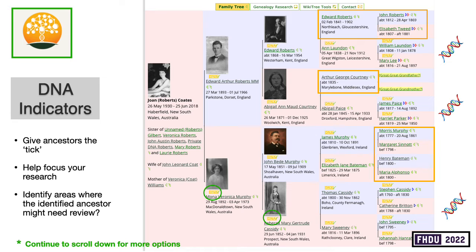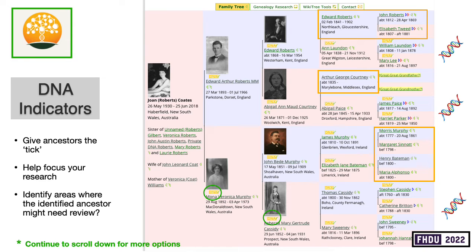But there's several areas there where I haven't been able to say that those people are DNA confirmed, and they are my research areas. Now, the first two fellows, Edward Roberts and Arthur George Courtney, have continued to give me grief for a long time. Edward Roberts just doesn't seem to get any DNA matches. Arthur Courtney is a brick wall, and I'm still working on him.